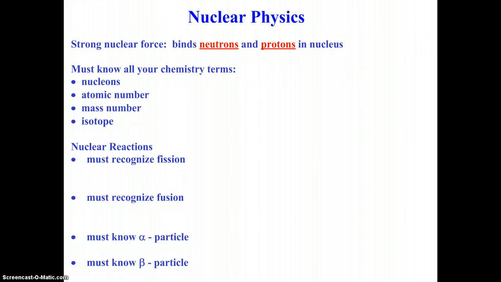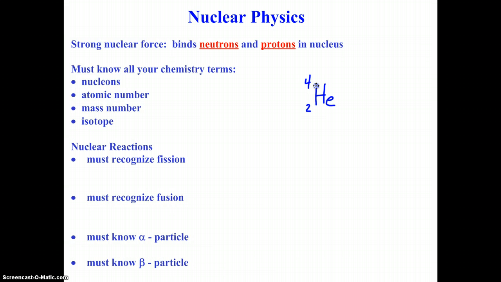In order to have a good grasp and understanding in nuclear physics, you have to know some basic chemistry terms. So with each of these terms, if you don't already know what they are, make sure that you write down a brief little description for each one as you go. To help with our discussion, I'm going to use the helium atom. And the helium atom has an atomic number of 2 and a mass number of 4.